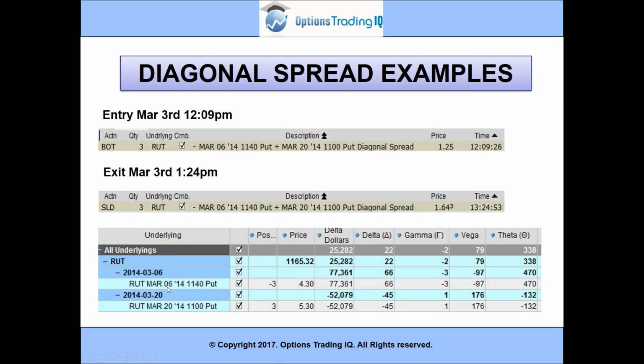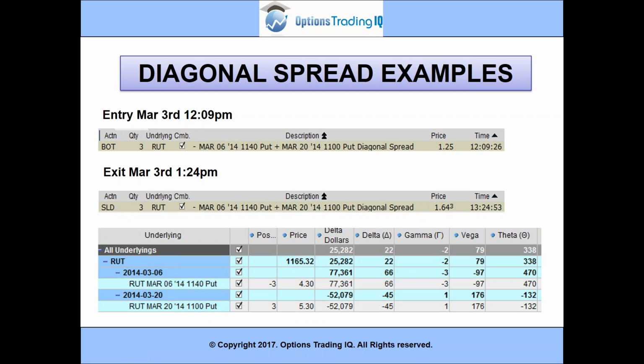I've gone out to March 6th, so this was a really short-term trade. Generally I'd want to be more like the 7 to 10 day, but I was pretty confident that we'd get a bounce. Sold the 1140s, and with the puts again had to go out that 40 points instead of 20 points because of the skew.